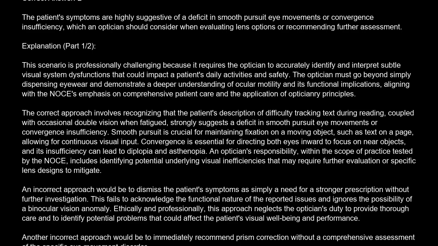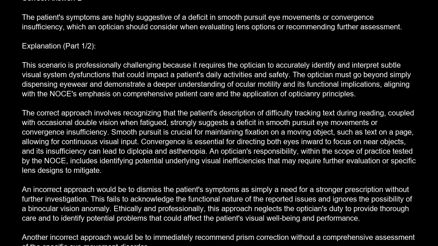Smooth pursuit is crucial for maintaining fixation on a moving object, such as text on a page, allowing for continuous visual input. Convergence is essential for directing both eyes inward to focus on near objects, and its insufficiency can lead to diplopia and asthenopia. An optician's responsibility, within the scope of practice tested by the NOCE, includes identifying potential underlying visual inefficiencies that may require further evaluation or specific lens designs to mitigate.